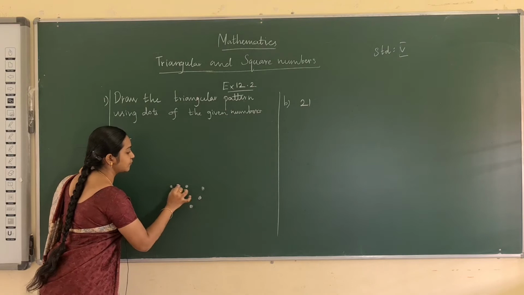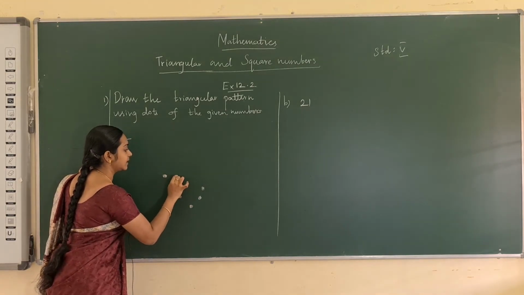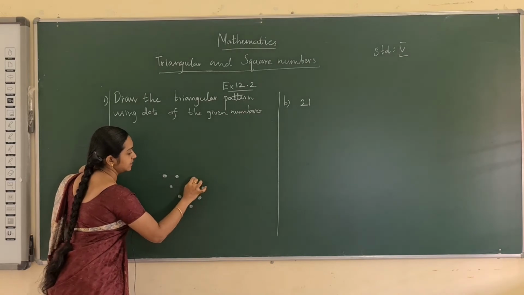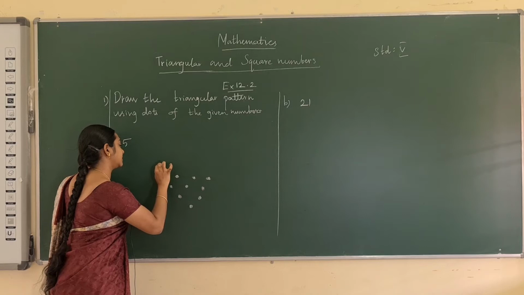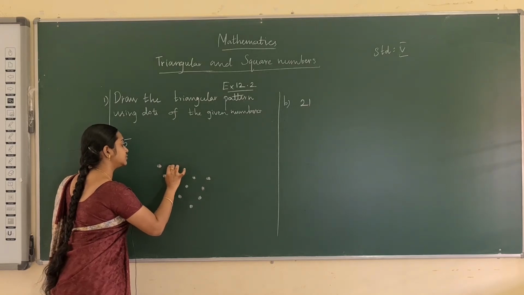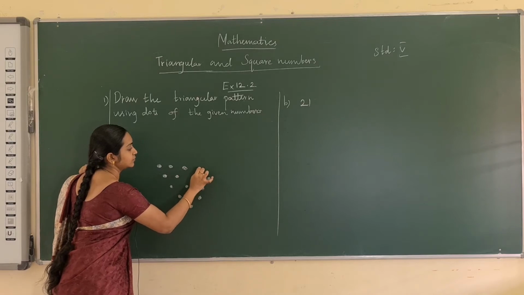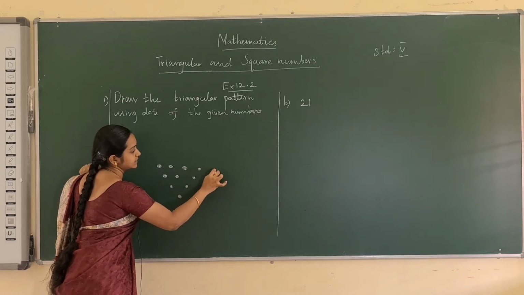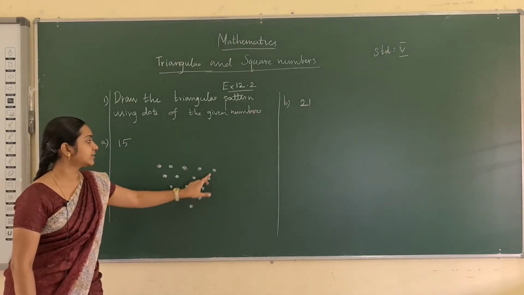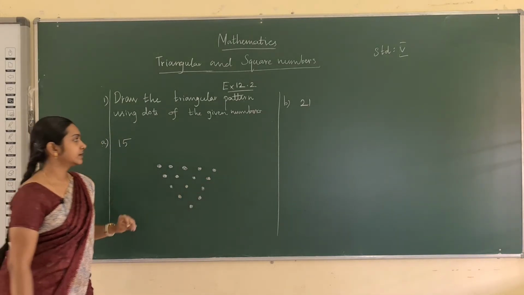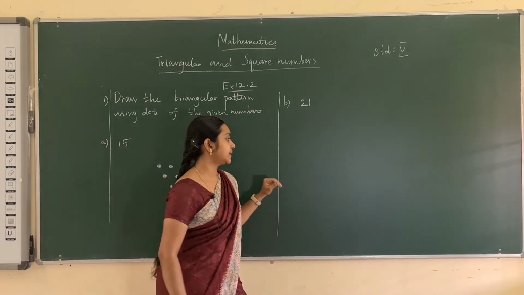1, 2, 3, 4, 5, 6, 7, 8, 9, 10, 11, 12, 13, 14, 15. See, we have kept 15 dots and a triangular pattern is formed. Next, we are going to use 21 dots to form a triangular pattern.